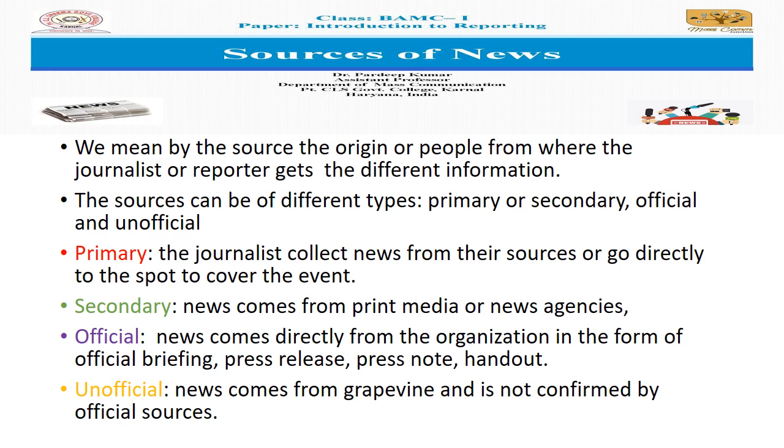Official news is, in fact, news which comes directly from the organization in the form of a press release or official briefing. They send reporters or journalists these press releases or press notes and so on. An unofficial way of having news is when news comes from the grapevine, just rumors, backbiting, and so on, and they are not confirmed by official sources. This type of news cannot be confirmed by official sources.